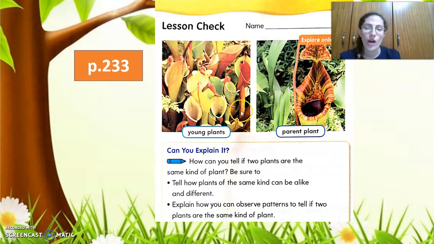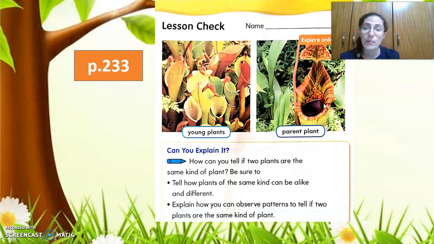So, when we observe carefully, this young plant has the same shape of flower as the parent plant, but it has a slight difference in its color. It has a little bit of orange and a lot of green, and in the parent plant, it's the other way around. It has a lot of orange inside of it and a little bit of green on the side. It has orange stripes. So as this young plant grows, it will change its colors to look more like its parent.